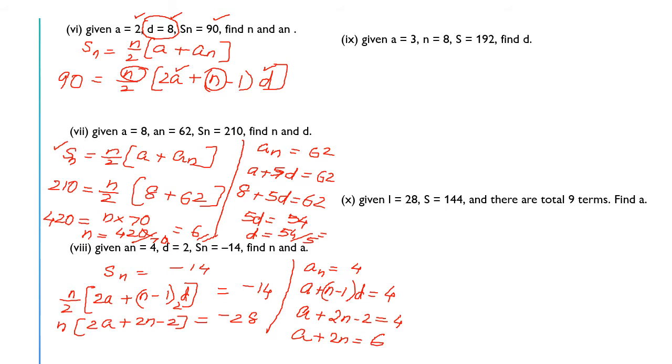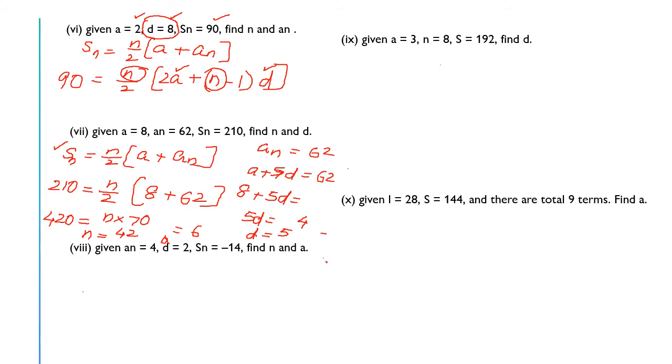Now what will you get from here? Either you can substitute and do it, from here you can do 2n equal to 6 minus a, and you can substitute that, or n is equal to, you can substitute and calculate, or how else can we do it? There will be an easier way. Just think how else can we do it. I'm getting confused here.